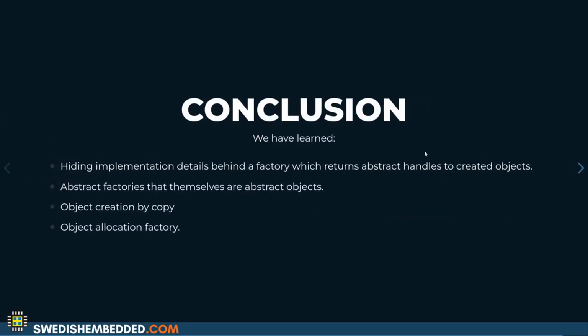What have we learned? We have looked at the factory pattern as the primary way of hiding implementation details for creation of objects. We have looked at possible implementation of abstract factories, where we can have polymorphism at the factory level. We have looked at object creation by copy, which is the prototype factory. And lastly, we also looked at the object allocation factory, where we use a factory pattern to allocate and free objects.